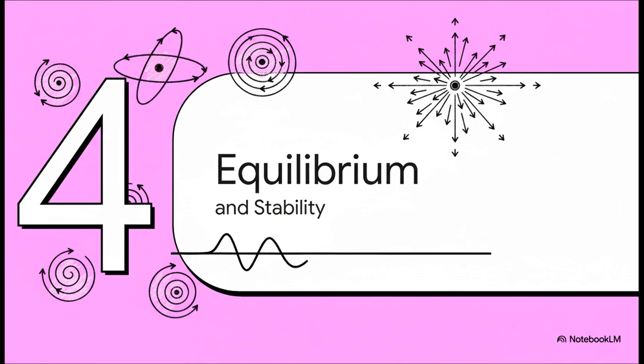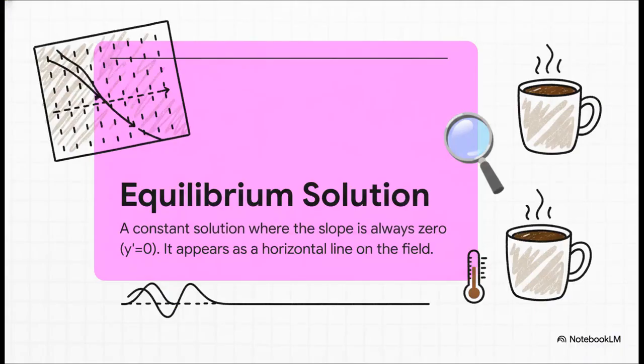They can reveal some pretty deep truths about a system's long-term behavior, things like equilibrium and stability. If you ever see a place on the map where all the slope lines are perfectly horizontal, that means the slope is 0. This is an equilibrium solution. It's a state where the system has stopped changing. You know, for our cooling coffee, this is when it finally reaches room temperature. It's the long-term behavior of the system.